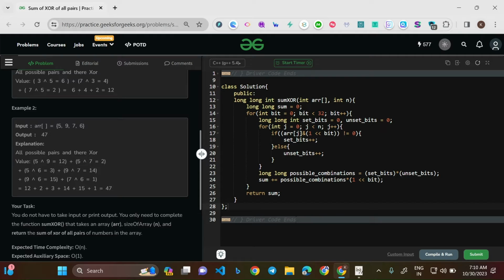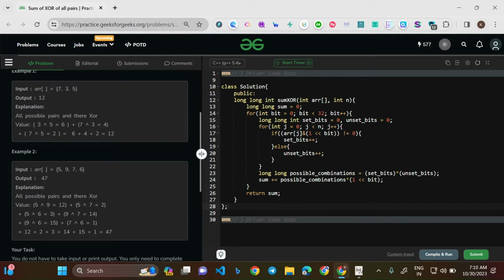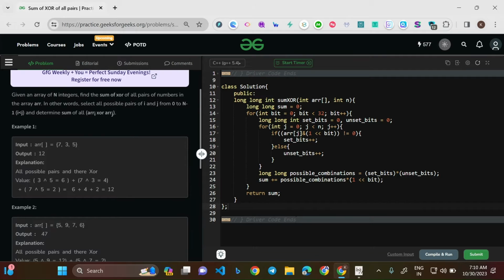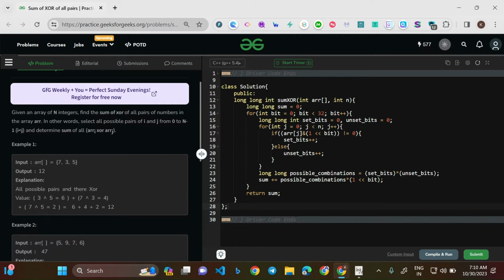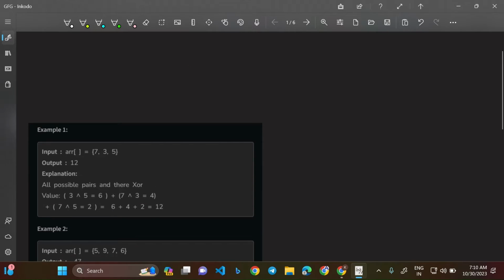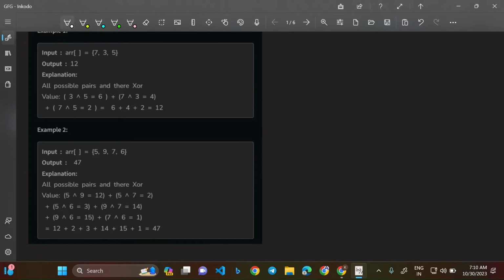Alright, so you can see the code on the right side. We'll go through it briefly later. Let us first frame the approach and understand the test cases that are given. Alright, so these are the test cases. We'll see that now. Let us take the second example, 5 9 7 6. I'll be writing this.